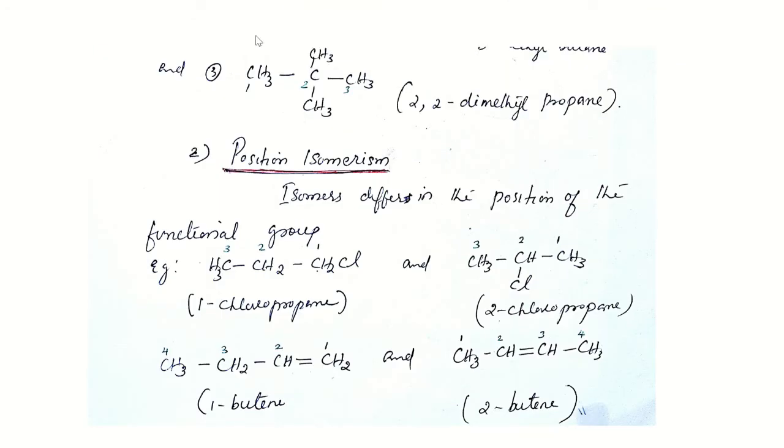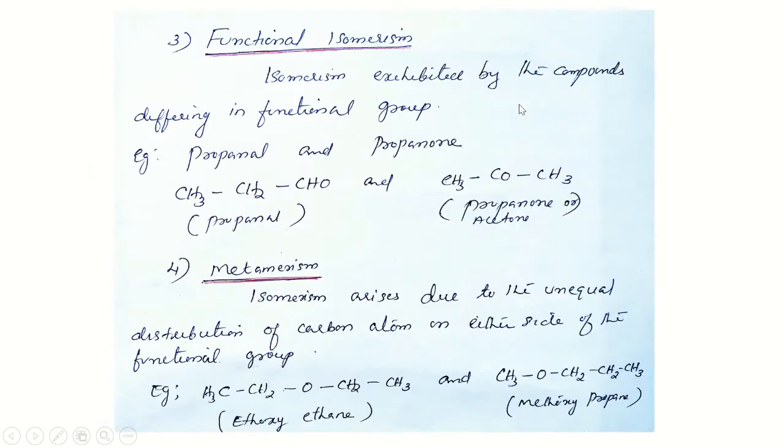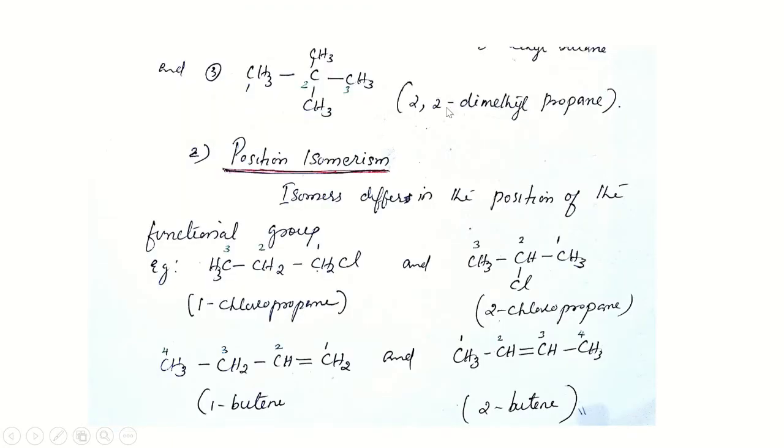And the last isomer is 1, 2, 3. In the long chain, only 3 carbon atoms, and the remaining 2 carbon atoms are located in the second carbon. That is, in the second carbon itself, 2 methyl groups are here. So 2, 2. And how many methyl groups? 2 methyl groups. Dimethyl. And what is the rest of the chain? 1, 2, 3. 3 carbon. That means prop, or propane. So 2,2-dimethyl propane. That is another isomer name.